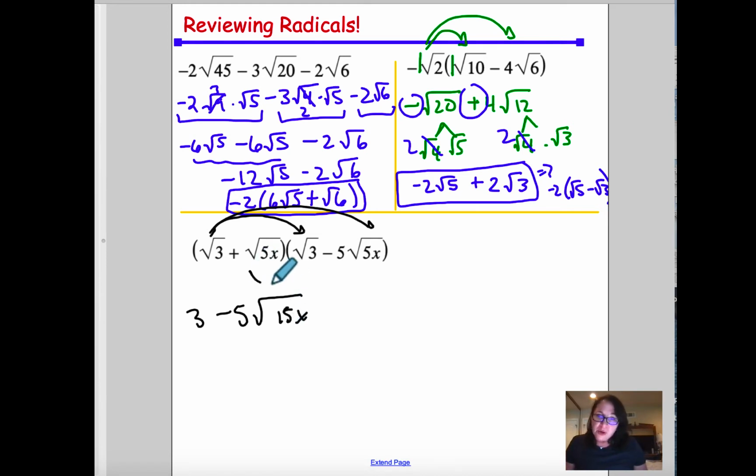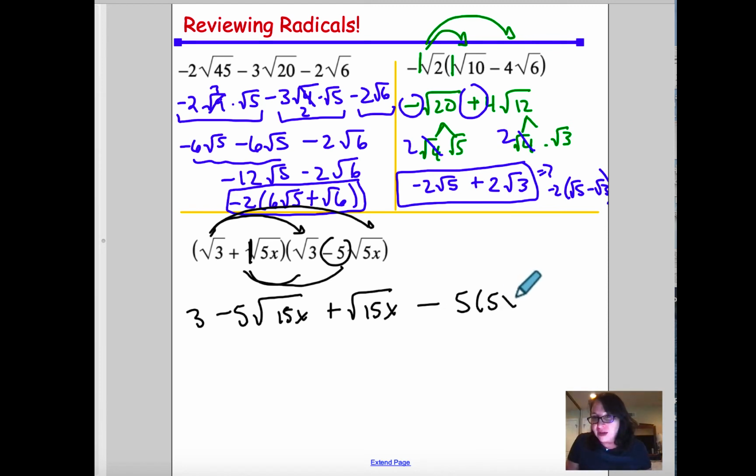And then this one times this one right here is root 3 times 5x, which is going to be plus root 15x. And then this times this will be negative 5, because that 5 right here is getting multiplied by that 1, positive 1. And then root 5x times root 5x is just 5x. So this will be times just 5x.